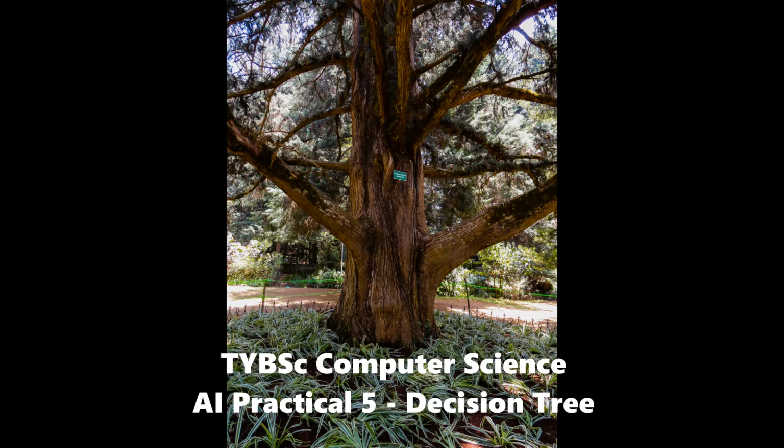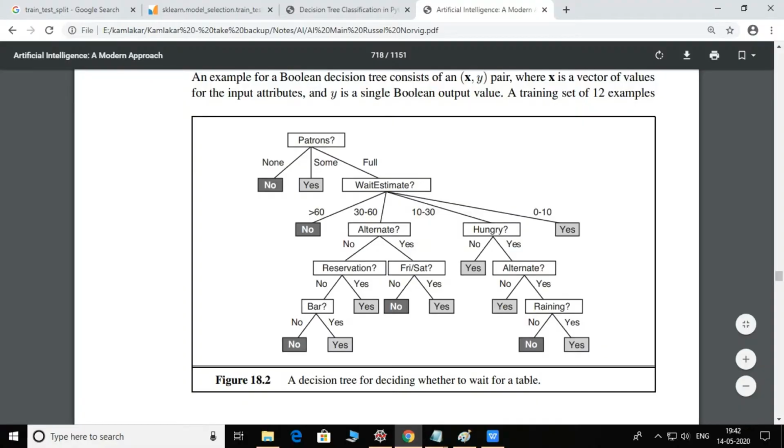I am covering a few programs of AI in Python which are basically part of the TYBSc Computer Science syllabus of Mumbai University. But anyone who is interested in learning these things can still watch these videos. Today, I'll be talking about the fifth practical which is related to decision tree. Please go through the theory about it given in the book. I'll be covering a tree for the restaurant waiting problem. This will be a classification tree. So let's begin.